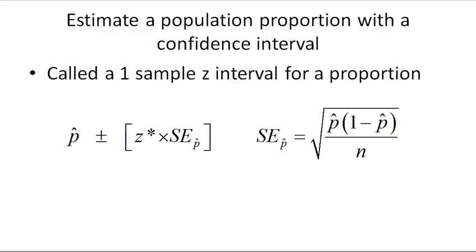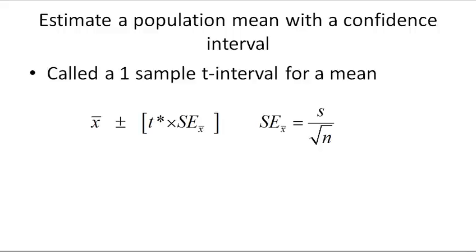Scenario number 1, we're trying to estimate a population proportion with a confidence interval. This is called a one sample z interval. The whole idea is that we start with our sample proportion p hat, we go up and down by our margin of error, which is our z star times our standard error, and there's the formula right there for standard error involving p hat. Very simple.